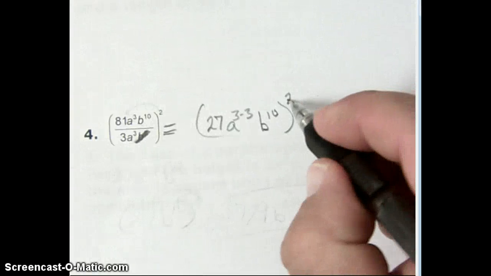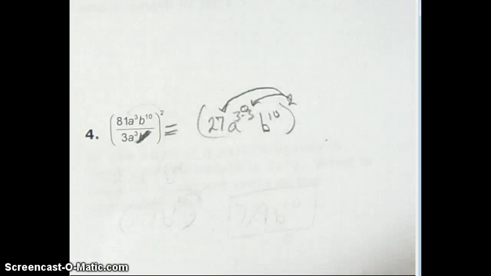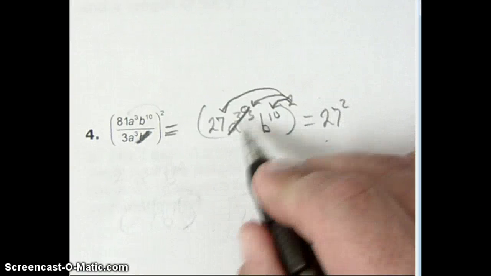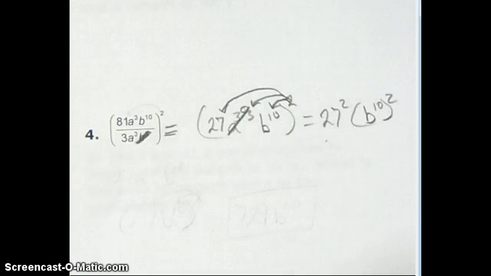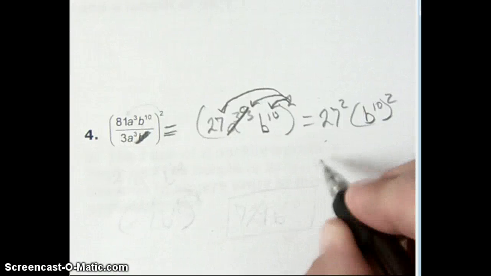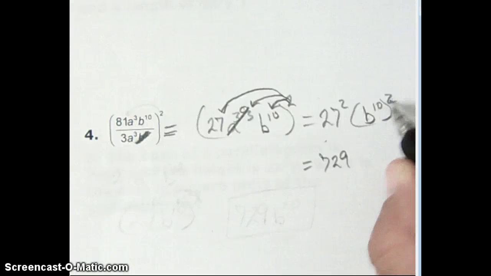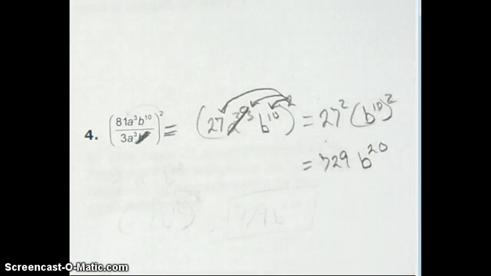All right, remember this squared has power over everything in there. Hey, by the way, what happens with this 3 minus 3? That's 0, right? And that can cancel out, so that's really gone. So all I'm going to end up with is this 27 squared, and this b to the 10 squared. All right, 27 squared is going to end up being 729, and b to the 10 to the 2, we multiply those because that's the exponent rule, and we end up with b to the 20. No negative exponents, no 0 exponents. This is going to be my answer.